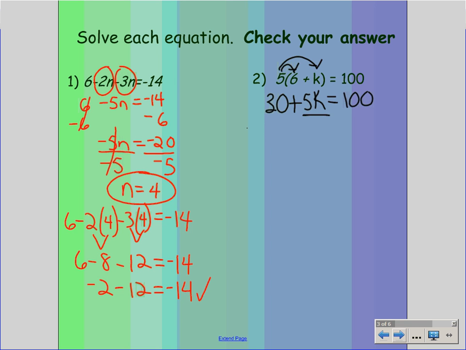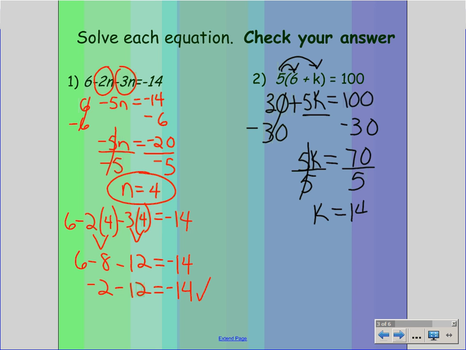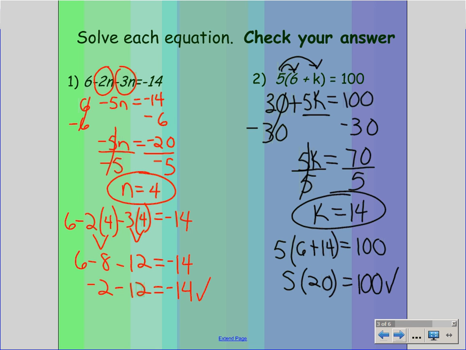To get 5k by itself, I have to get rid of 30. And to do that, I'm going to subtract 30 on both sides of the equation. So we end up with 5k is equal to 70. Divide through by the coefficient of 5. And let's make sure that our final answer is 14. So I want to go back to my original equation and substitute in 14 for k. So we have 5 times 20, and that does check. K is equal to 14.